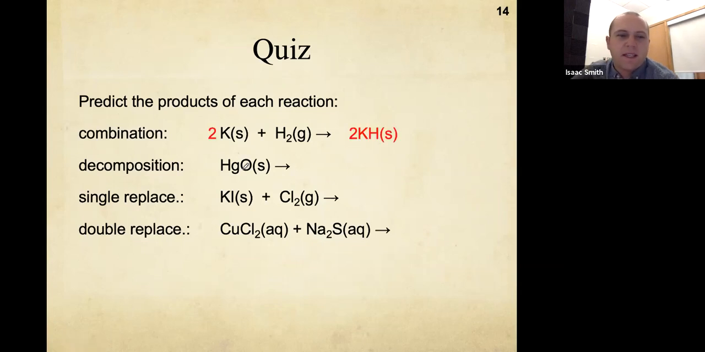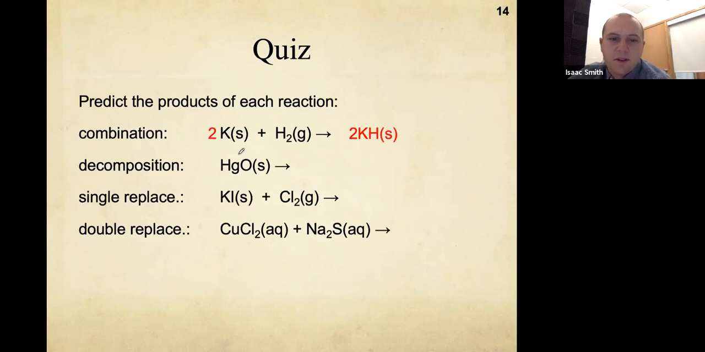So with the combination reaction, obviously these two are going to come together, okay? And your potassium joins up with the hydrogen. You get potassium hydride. We haven't really seen hydrides too much, but anyway. And then if you balance the equation, you would get this.